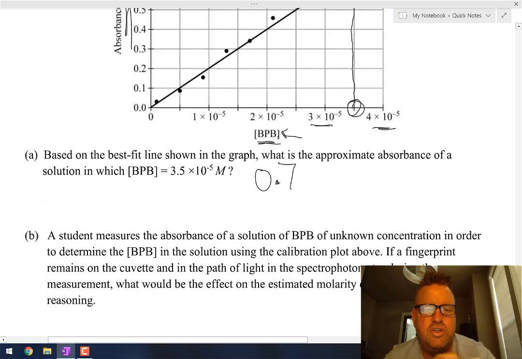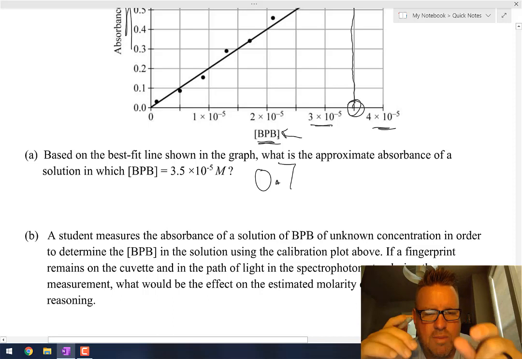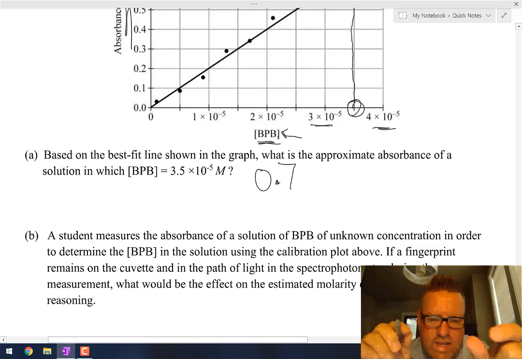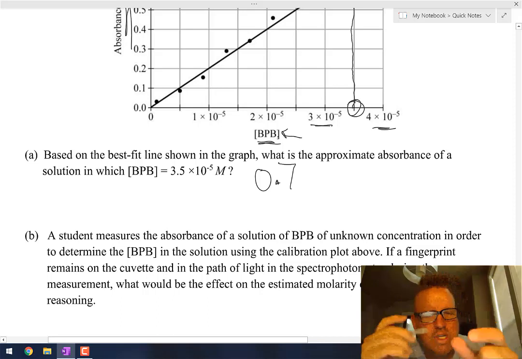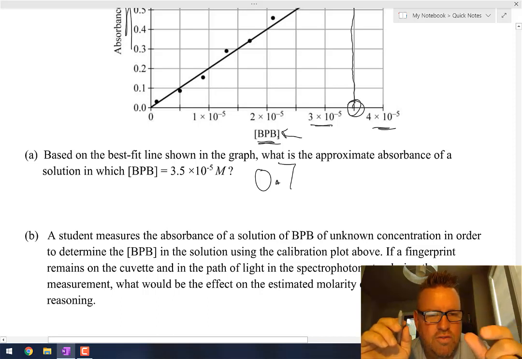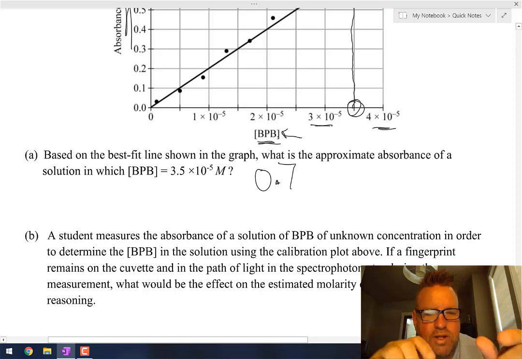A student measures the absorbance of a solution of BPB of unknown concentration in order to determine the concentration of BPB in the solution using the calibration plot above. If a fingerprint remains on the cuvette, so think about that. If you touch that cuvette and the light is trying to get through there and it's measuring how much light gets through, and you didn't wipe off your fingerprints, does that mean more light is going to get through or less light is going to get through? Hopefully you realize less light is going to get through.